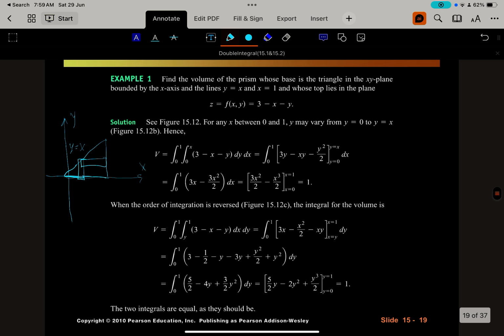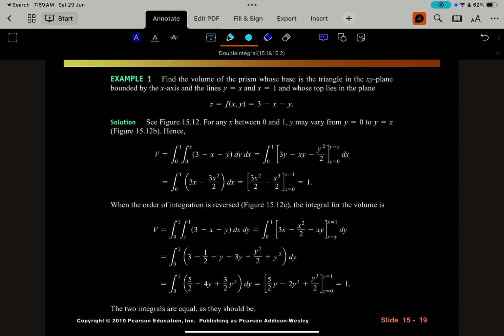Now this is an example. Find the volume of a prism. Okay, so find the volume of the prism whose base is the triangle in the xy plane, bounded by the x-axis and the lines y equals x and x equals 1.